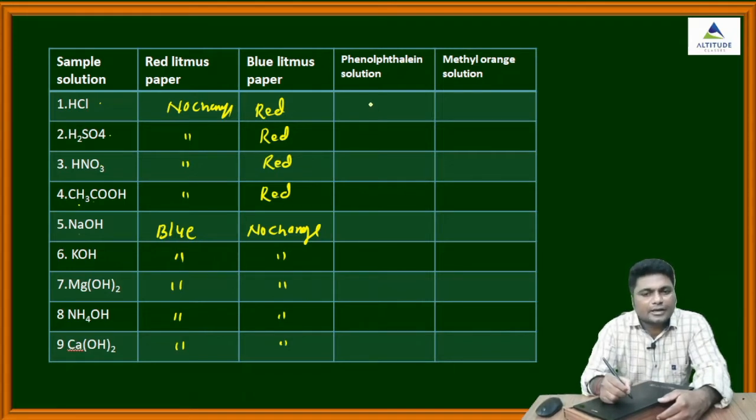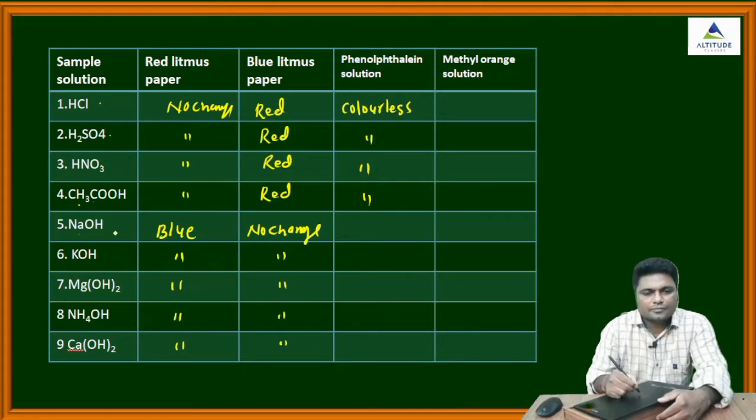Phenolphthalein indicator in acidic medium is colorless. Acid, H2SO4, colorless. Nitric acid, colorless. Acetic acid, colorless. But here, sodium hydroxide is a base, so phenolphthalein indicator shows the pink color. Potassium hydroxide base, pink color; all are bases, pink and pink.